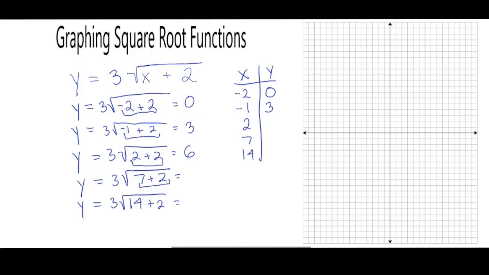Next, we'll do 7 plus 2. That's 9. The square root of 9 is 3. 3 times 3 is 9. And finally, 14 plus 2 is 16. The square root of 16 is 4. 4 times 3 is 12. So let's fill these in over here.